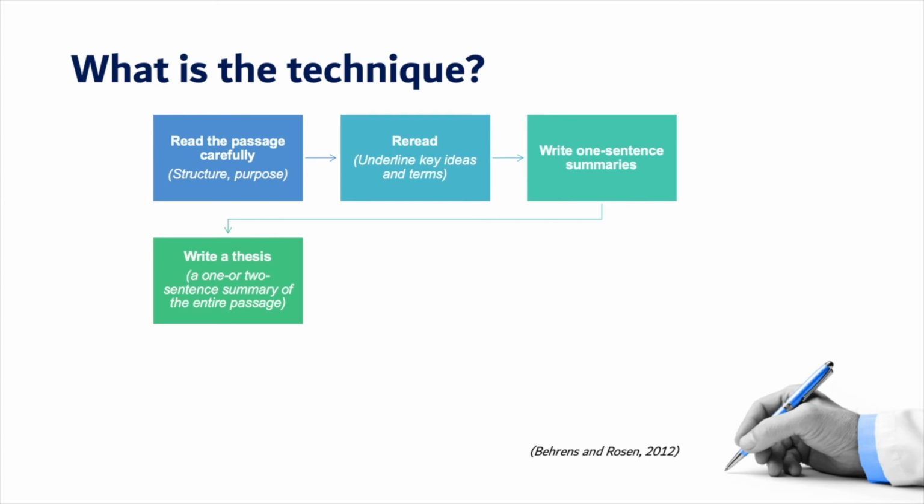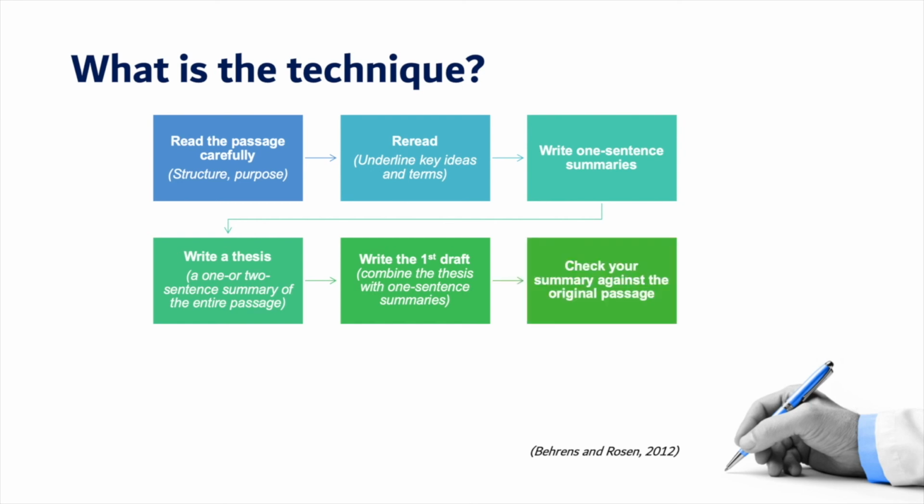And then after that, write the first draft. You can combine the thesis with the one-sentence summary or just make a list of one-sentence summaries. And then you can also eliminate the repetition here and then eliminate less important information or add some detail if it is important. After that, you can check your summary against the original passage. So you have to differentiate your own summary because you have to state it in your own words. So please make sure that your summary has different wording compared to the original one.